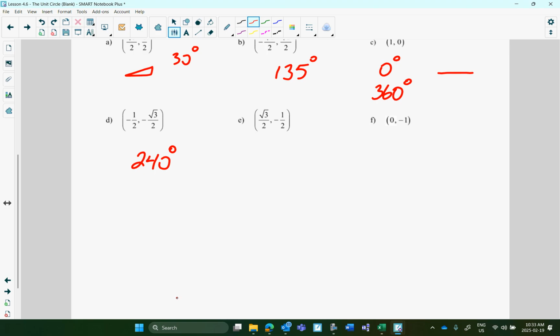This is short, this is long, short. So 30 degrees in quadrant 4. So it's almost going to look like this. I mean, you can sketch the triangle like that if you want. You can sketch the unit circle. It's 330 degrees.